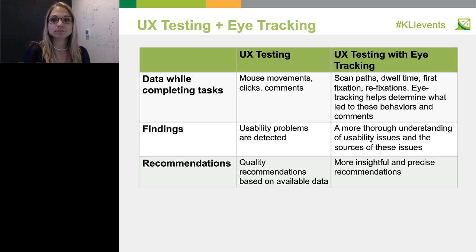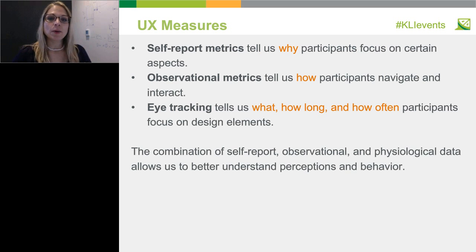So, a summary of the three kinds of buckets of data. And again, we like to use a triangulated approach, so we don't use any of these in isolation. The self-report metrics are very important. They tell us why people focus on certain aspects, or at least why they think they do, right? This is, again, their perceptions of their experience.